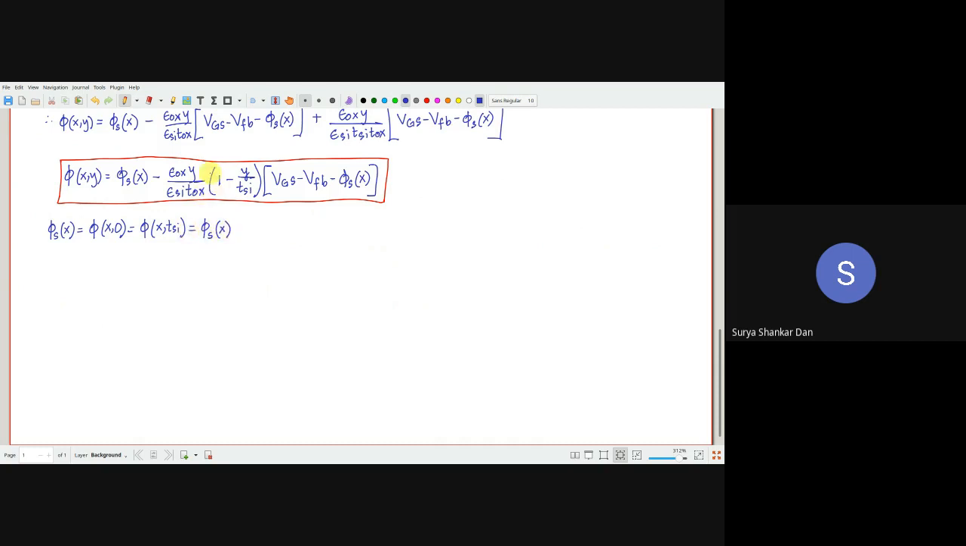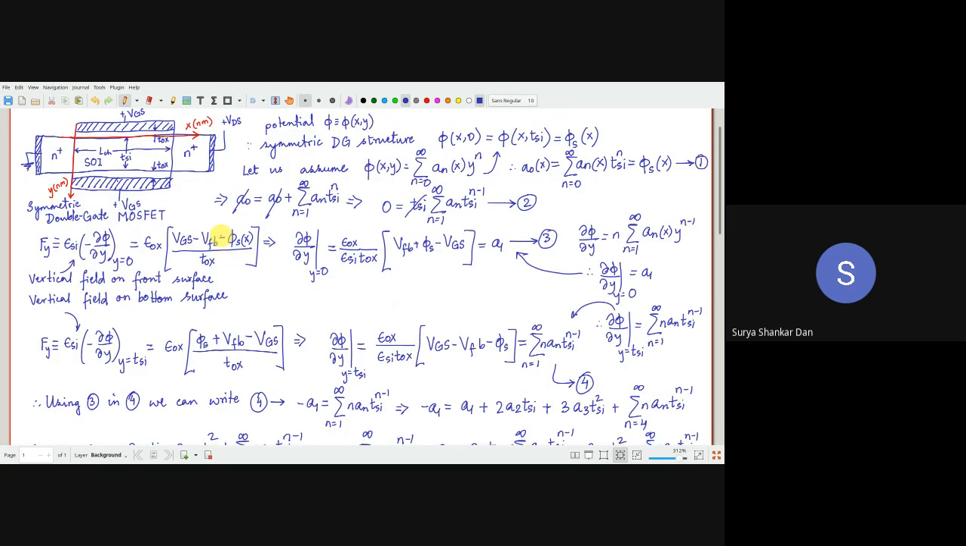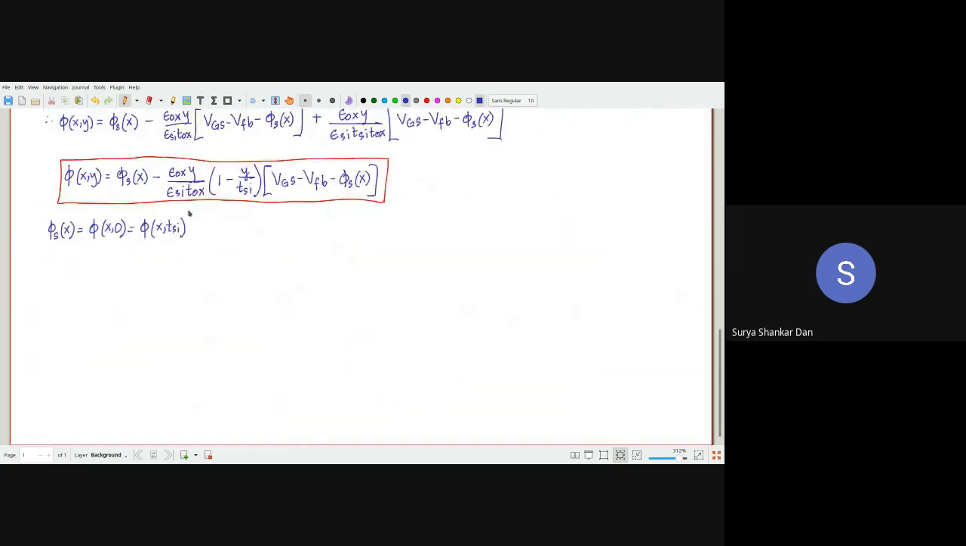This is basically directly the corollary of the model which we have developed. So that means this validates our fundamental concept of the symmetric DG modeling. Now what we will do is, let us find out the electric field from here. Very simple. What will the electric field be? We will again find out the vertical electric field model.